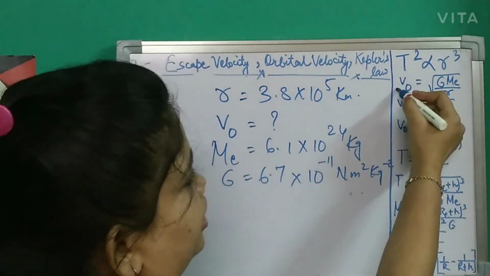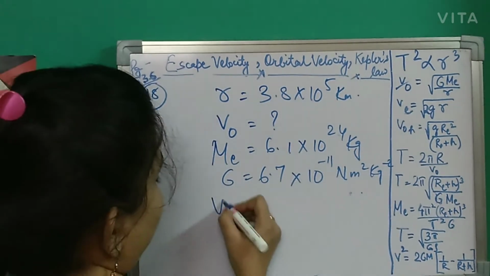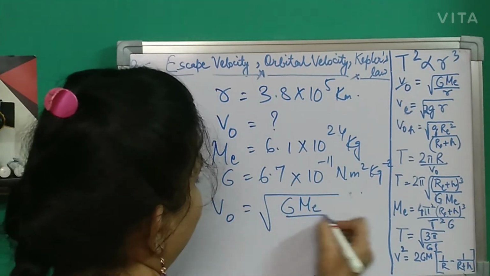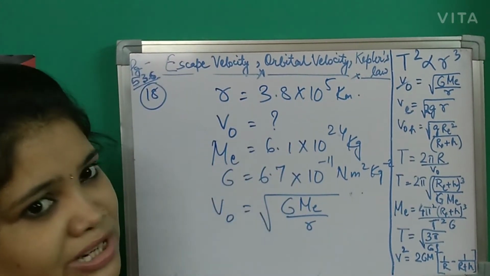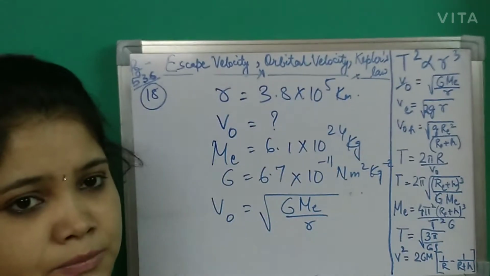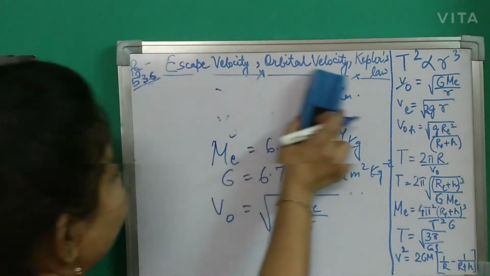Now you can easily put it in the formula. If you know the formula, the sum is nothing. So V0 is equal to root over of G ME by R. You know ME, you know G, you know R. You can easily find out the value of V0. Put it and get the answer. Very simple.